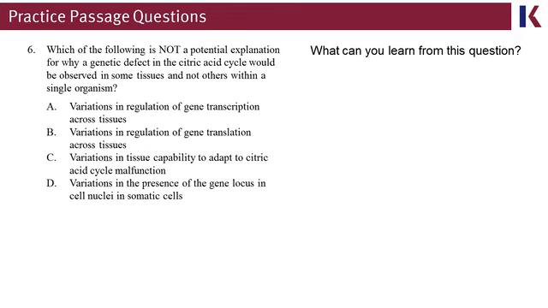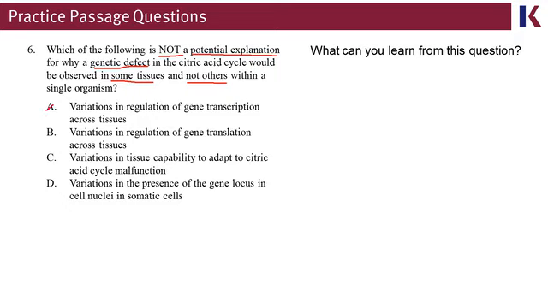Finally, number 6 lists some potential explanations for that phenomenon in the last paragraph of the passage: that genetic defects in the cycle might get observed in some tissues, but not in others. And as with many questions that have the "not" in it, you generally want to use an elimination strategy when you move through the answer choices here.